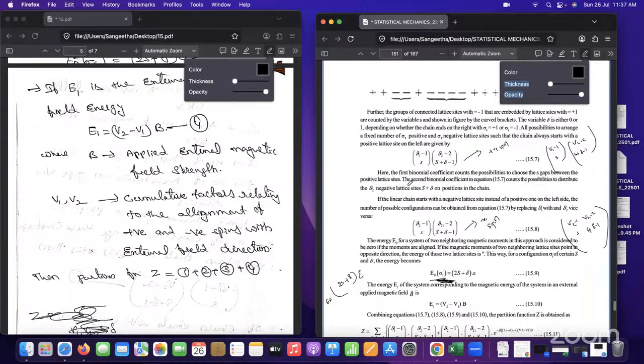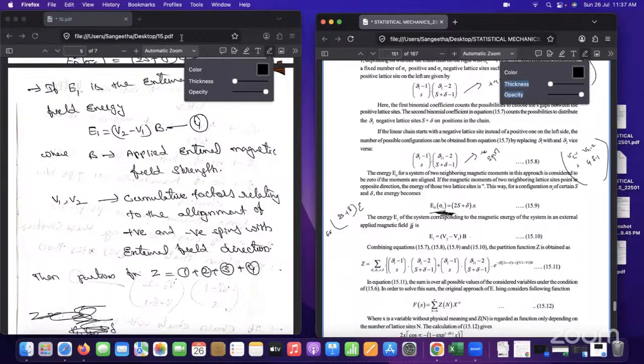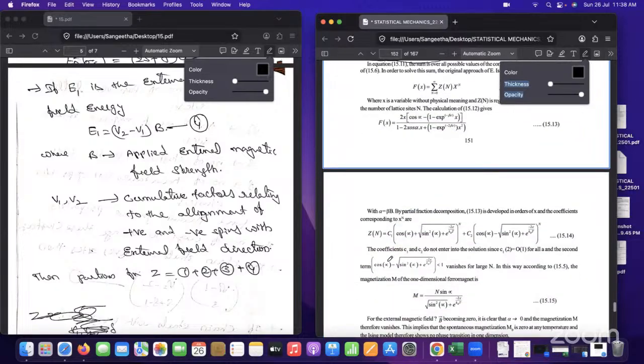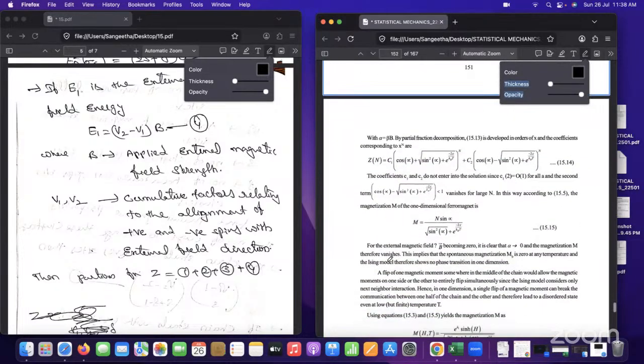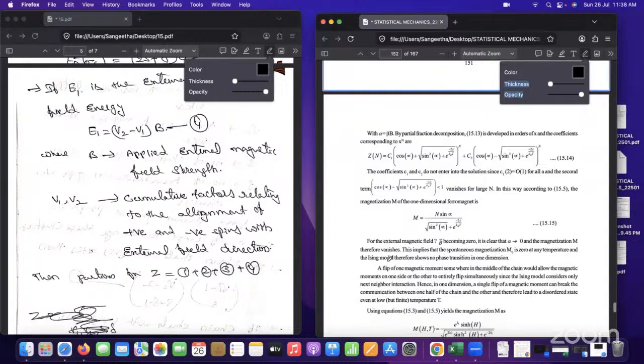Next second one. Next third one. Third one ఏంటి? 2s plus delta times of epsilon. Fourth one ఏంటి? V2 minus V1 times of beta. All the equations ని అరేంజ్ చేస్తే మనకి 15.11 వస్తుంది. ఈ ఆల్ ఈక్వేషన్స్ ని రీఅరేంజ్ చేస్తే మనకి 15.11 వస్తుంది. దాని నుంచి కాస్ ఎక్స్ప్రెషన్స్ రాసి టోటల్ మ్యాగ్నటైజేషన్ ఆఫ్ ద ఫెర్రోమాగ్నెట్ is calculated.